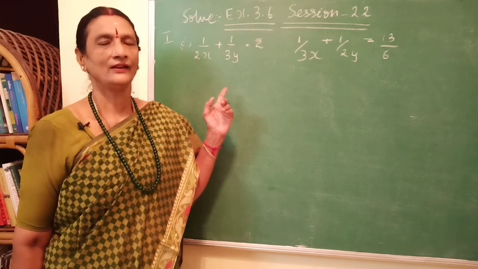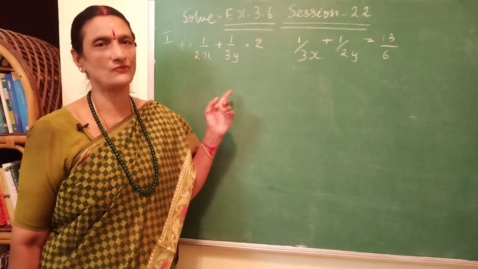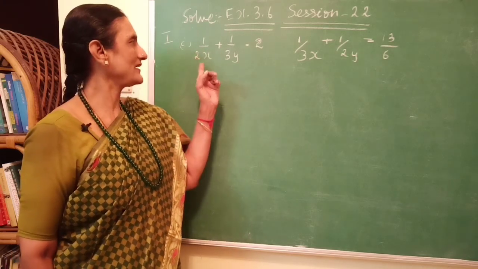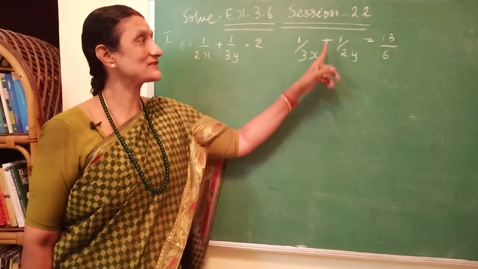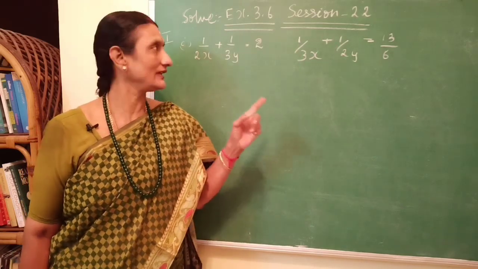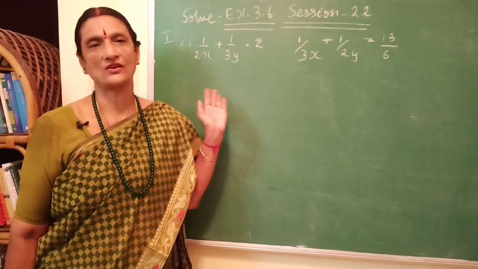Now the very first sum in that exercise, in the first subdivision, is 1 by 2x plus 1 by 3y is equal to 2, and 1 by 3x plus 1 by 2y is equal to 13 by 6. How do we solve it?